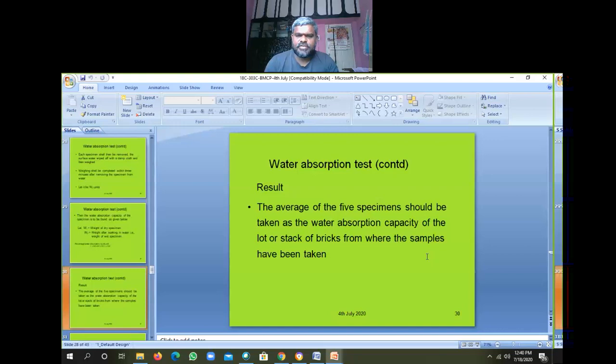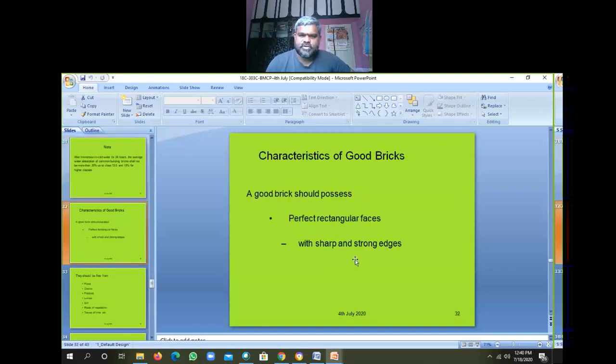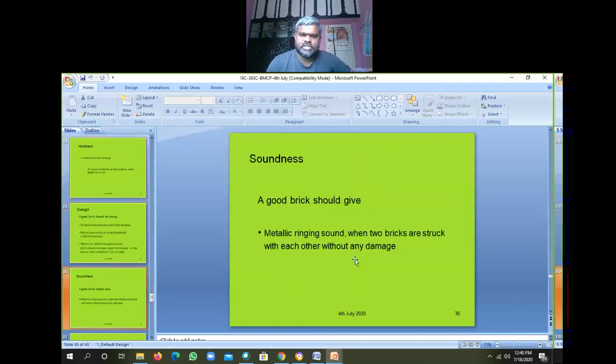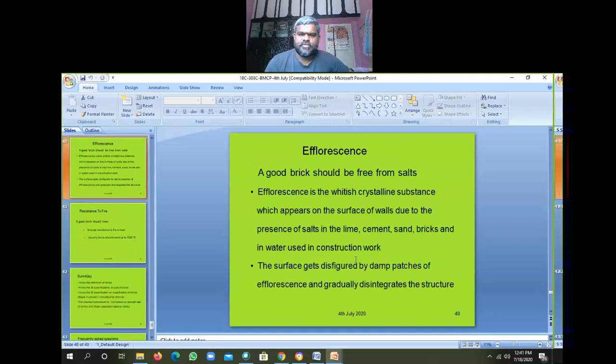Yeah, the average of five specimens should be taken as the water absorption capacity of the lot. So, common bricks shall not absorb more than 20% water, and for class 12.5 bricks and higher classes it is 15% water absorption. And characteristics of good bricks may be hardness, strength, soundness, structure, porosity, and water absorption. Same like stones, durability, efflorescence.